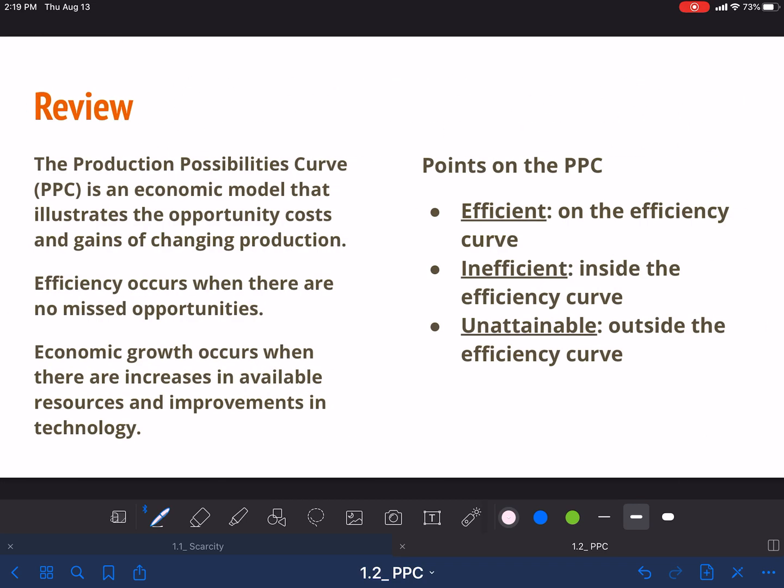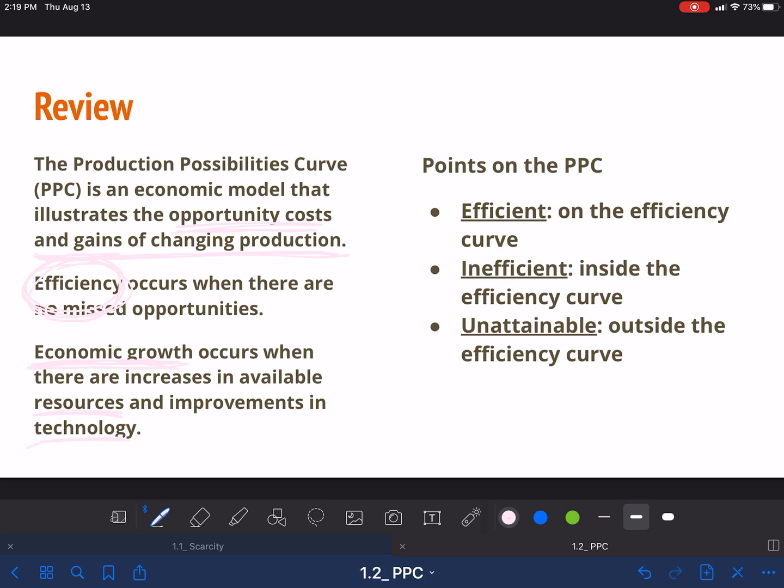So a review of what we went over in this flip video. The production possibilities curve is an economic model that illustrates the opportunity costs and gains of changing production. So just like what we did on some practice there, we were looking at the costs and the gains of changing production levels. It shows us efficiency. It also can help us determine our potential economic growth. And we're only going to have economic growth if we have an increase in resources and improvements in technology.